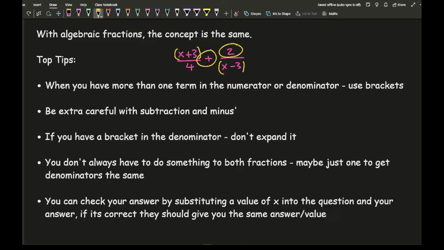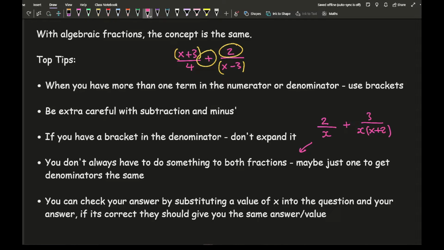just one to get the denominator same. So an example of that would be something like if I had let's say 2 over x plus, let's go for x plus 2, and that be a 3, then here I don't need to multiply both the denominators together to get x squared plus 2, x plus 2.